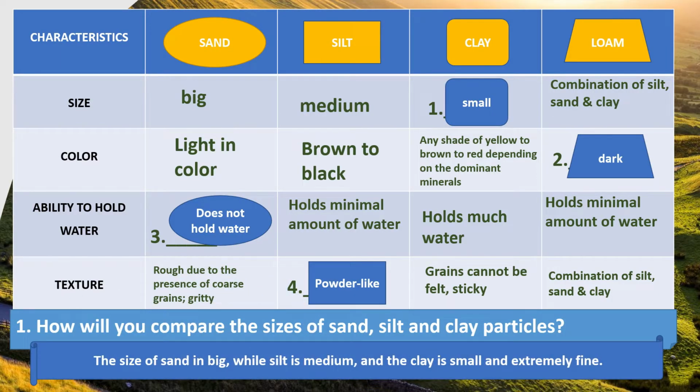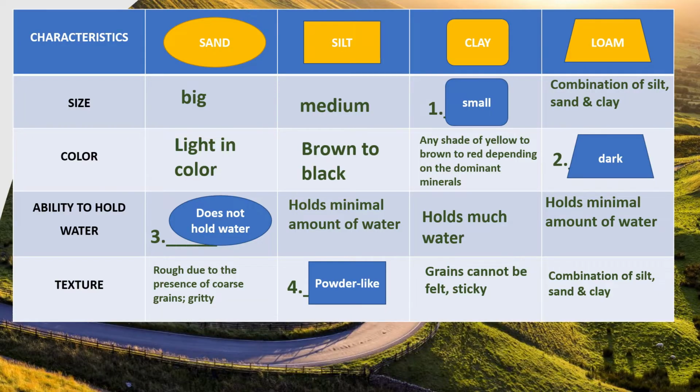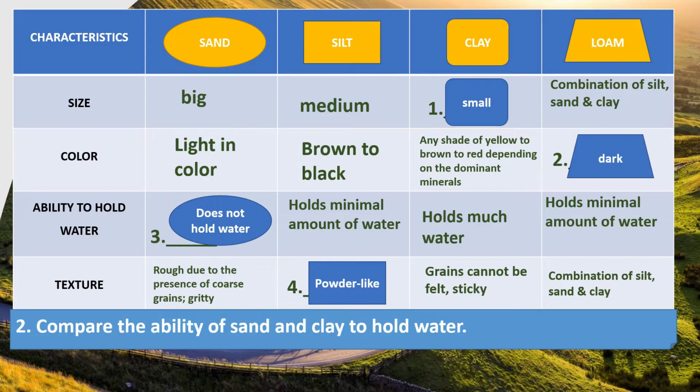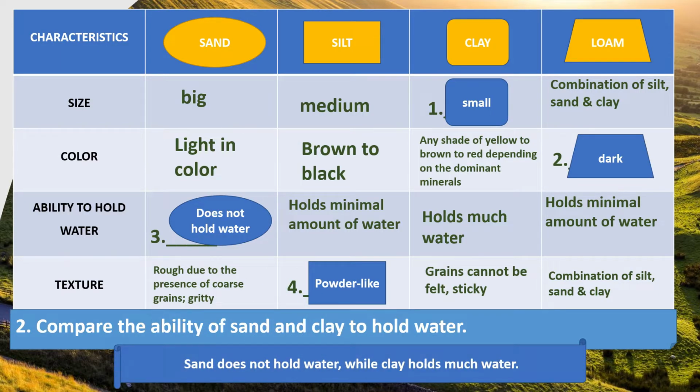Right. Based on the table, the size of sand is big, while silt is medium, and the clay is small and extremely fine. 2. Compare the ability of sand and clay to hold water. Yes, based on the table, sand does not hold water, while clay holds much water.